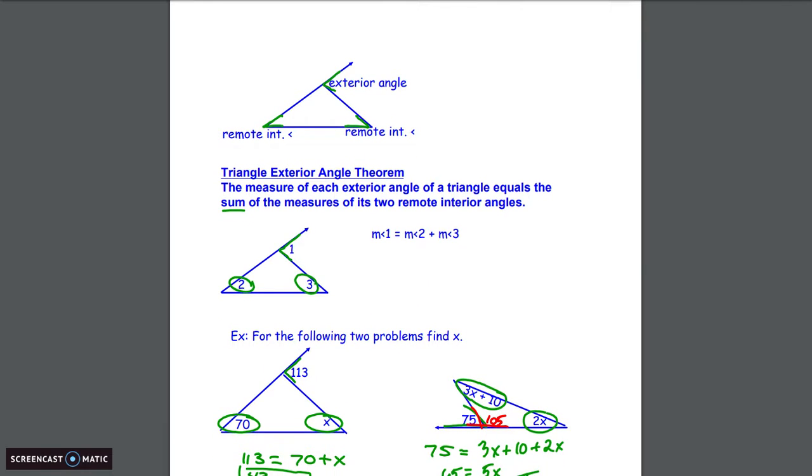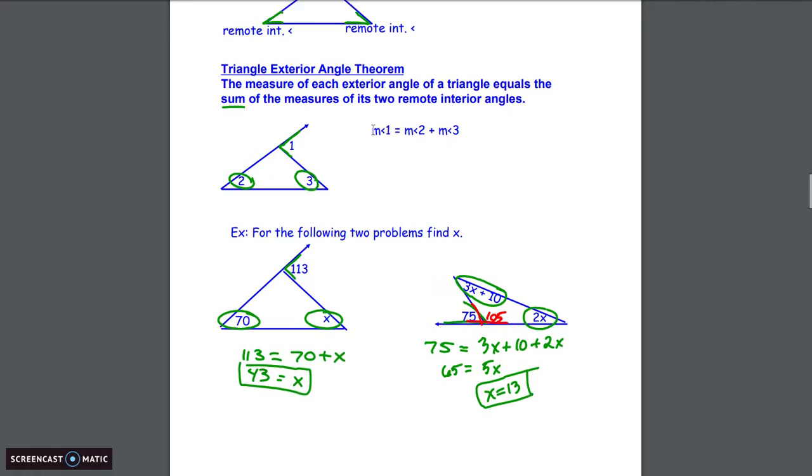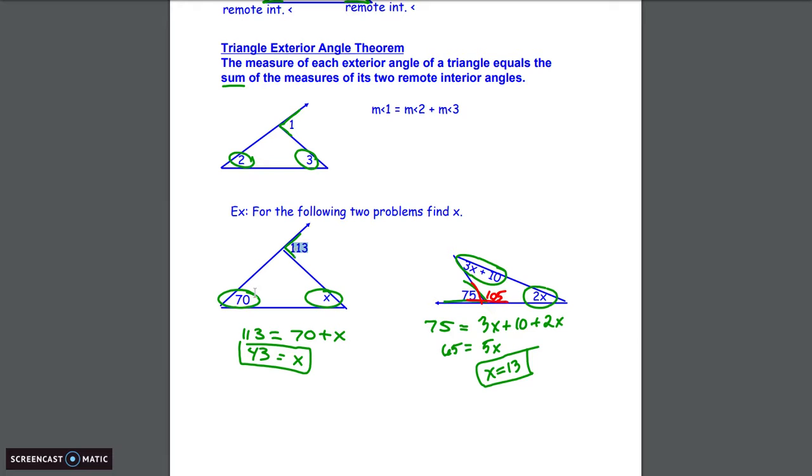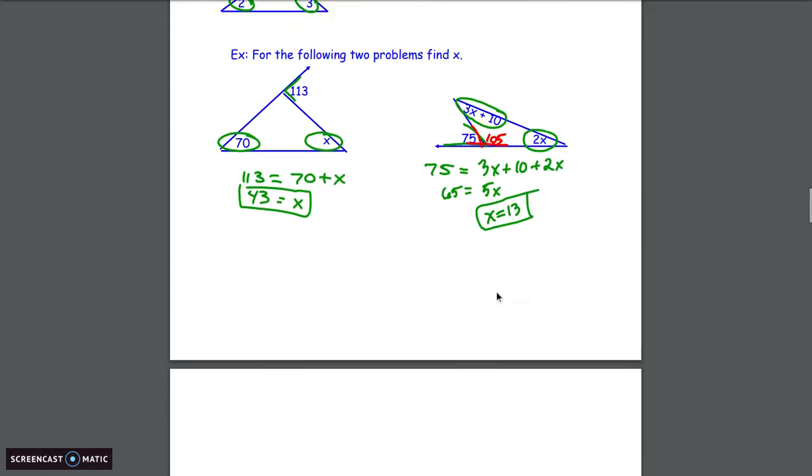So then we have the remote interior angles and exterior angles. Here's the theorem for this. The measure of each exterior angle, which is the one that's pointing out, of a triangle equals the sum of the measures of its two remote interior angles. So what it means is that the exterior will equal the sum of the two remote interiors. That's all that means. So from here we can tell that 130 would equal 70 plus x, and same thing for this one, you would solve like that.